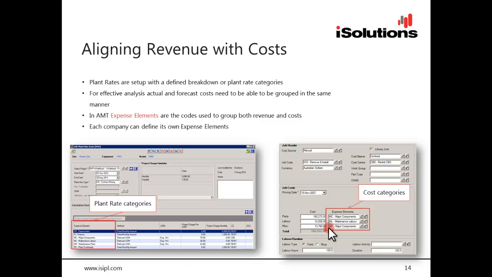And again, for the expense element, each company will define what their categories are. But of all the system tables within AMT, for the operation of this contractors module, the expense element is probably the most critical code to get correct, because that really defines the backbone for a lot of the reports and the analyses within AMT.